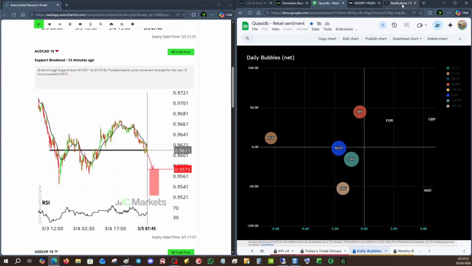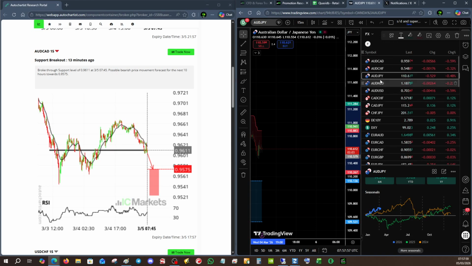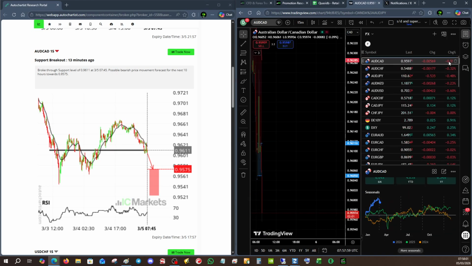So we can draw this up, Aussie CAD. Okay, so we've already fallen quite a bit already. We've actually fallen quite a lot. 96.11.